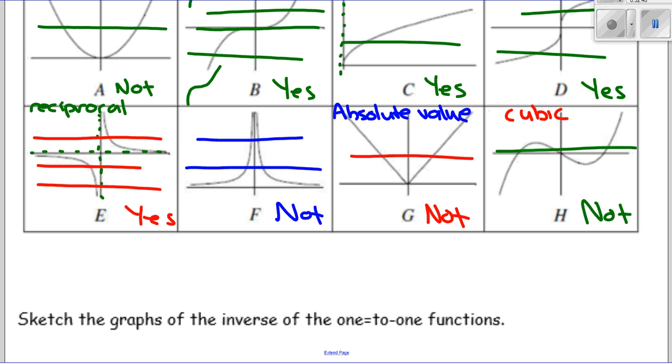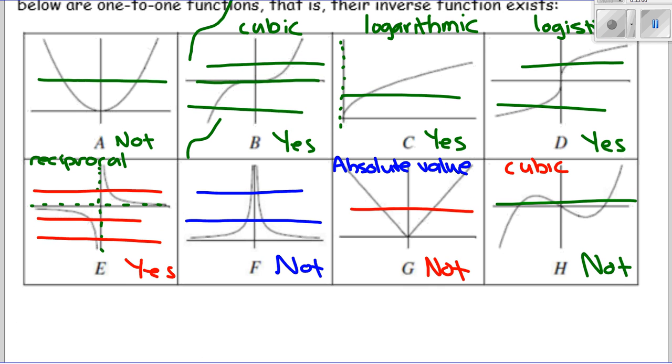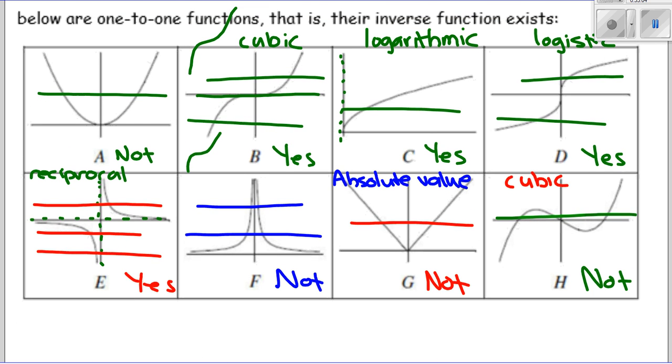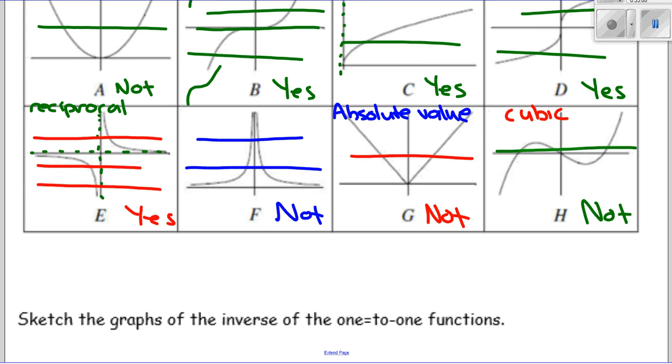The only way we could make its inverse exist is if we restricted its domain to something like from here up. So we've answered that one already. As we said, they're all functions because of the vertical line test. And the ones that are one-to-one are this one, this one, this one, and this one, and that's good because we're meant to get 4 answers, so that's perfect.